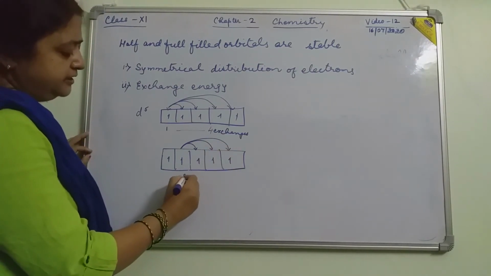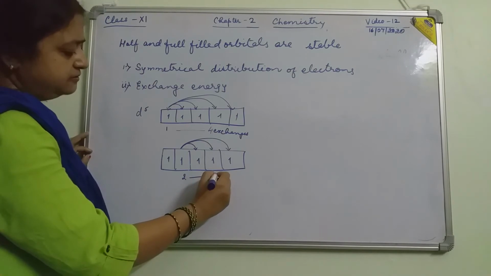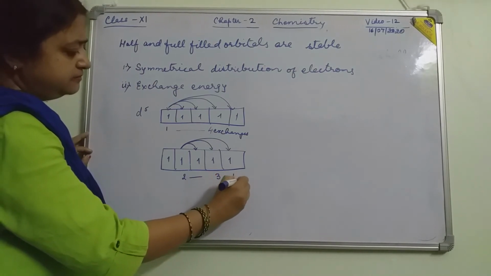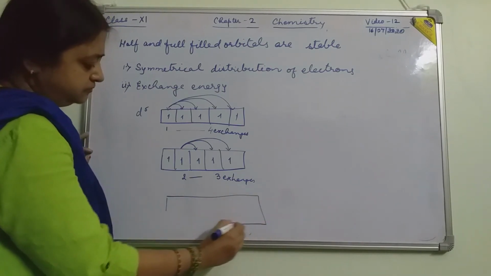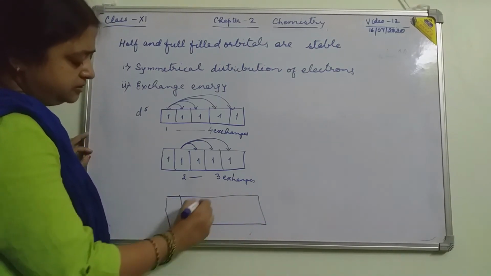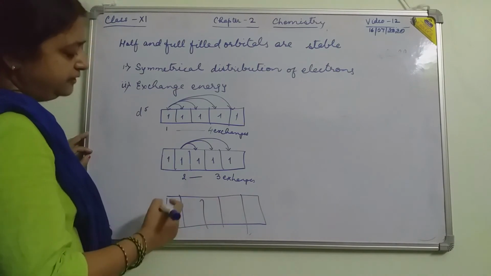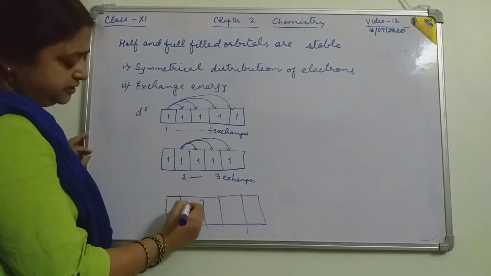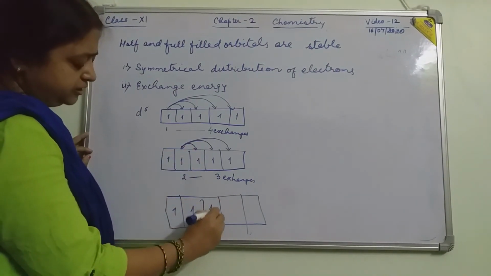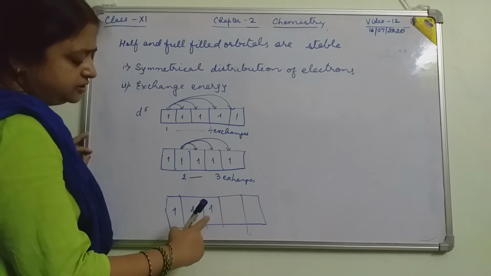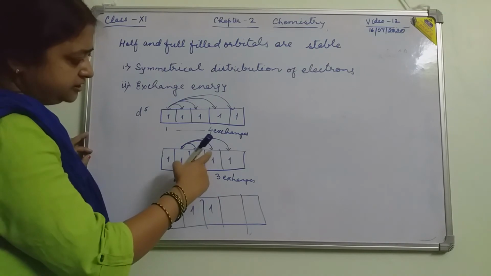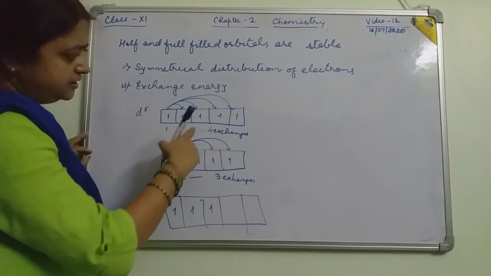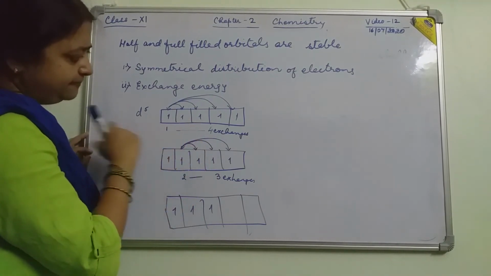So the second electron has 3 exchanges. For the third electron, it is 1, 2, 3. This third electron starts moving here and there. The third electron exchanges its energy with the second electron here and with the first electron here.